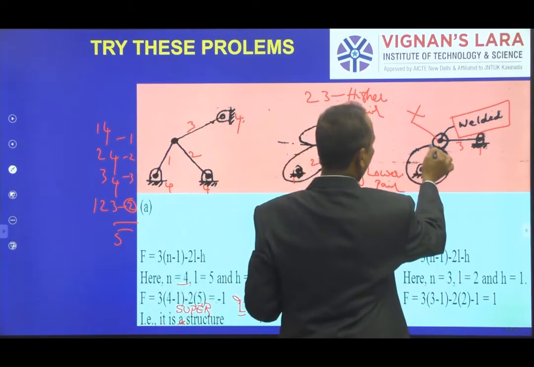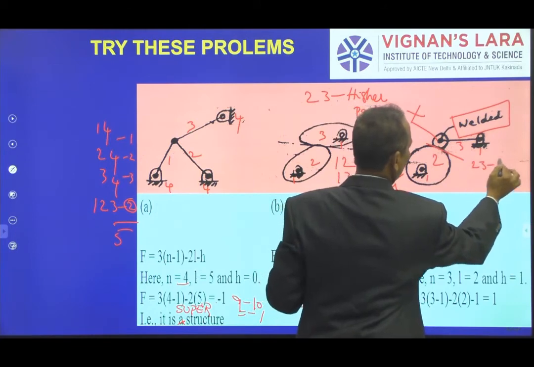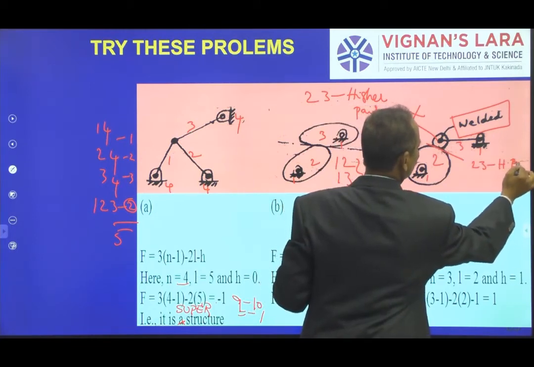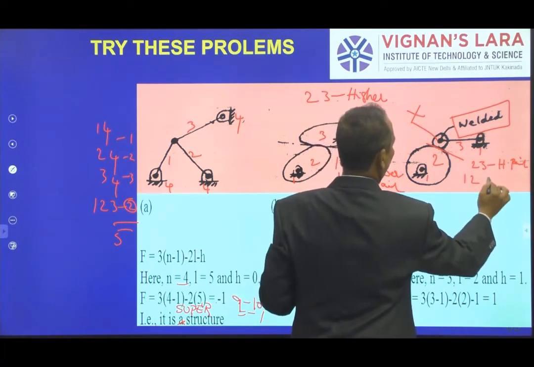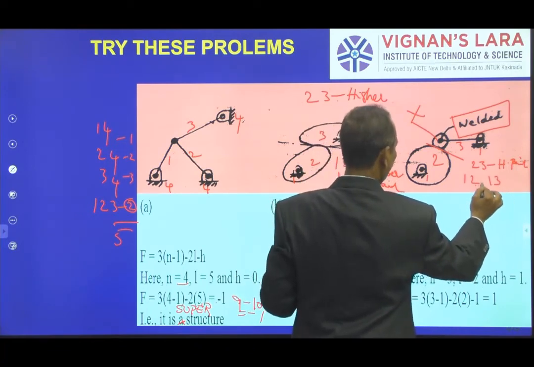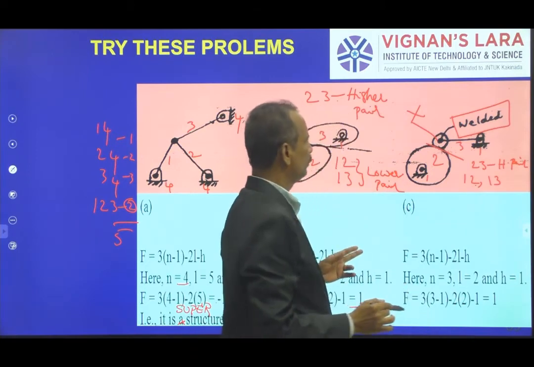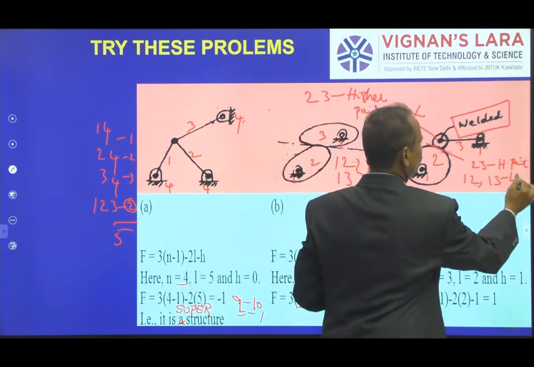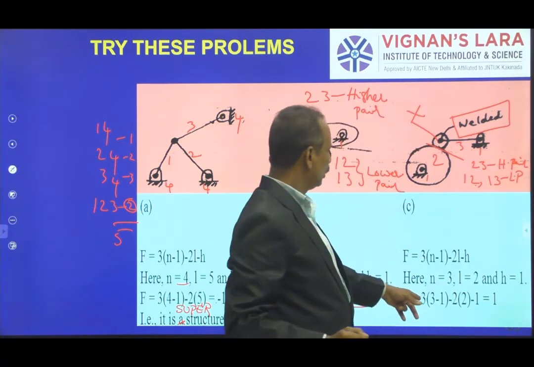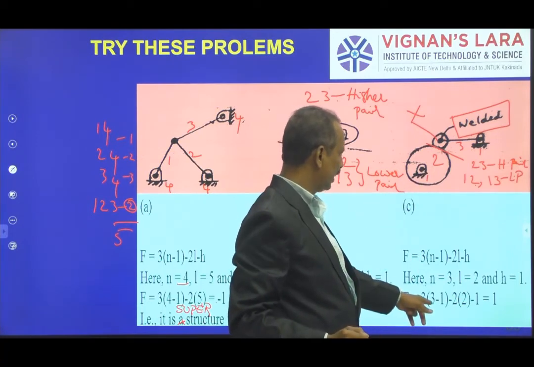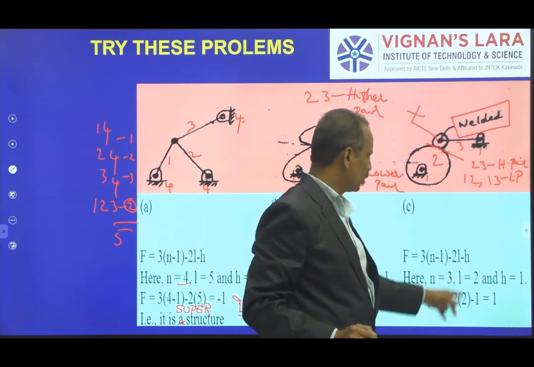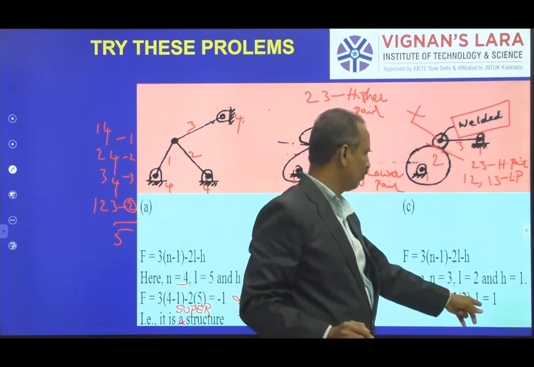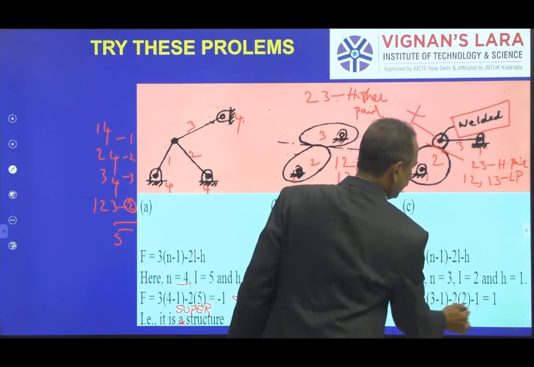Here there is a higher pair, that is 2, 3 higher pair. Then 1, 2, 1, 3, it forms lower pairs. Then I can write 3 into number of links 3, 3 minus 1, minus 2 into lower pairs 2 and one higher pair 1. So it gives me the degrees of freedom is 1.